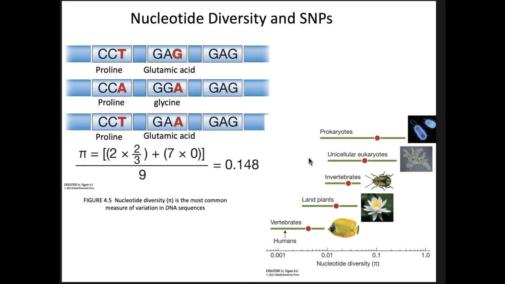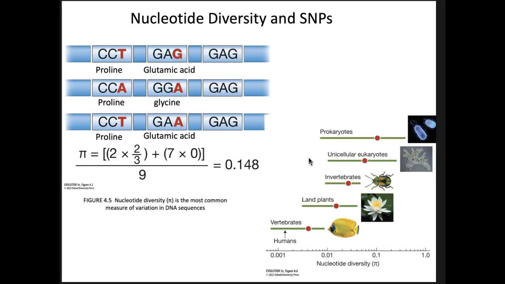So if we look down here on the right, we can see that on the bottom we have this scale of nucleotide diversity, which is synonymous with genetic variation. Nucleotide diversity is indicated by pi. And if we look all the way to the left, we can see that humans have very little genetic diversity, or genetic variation, in comparison to a lot of the other living animals and creatures on Earth. And again, that has to do with the dramatic population declines that we've seen in human history.